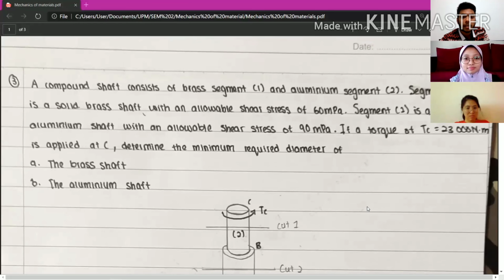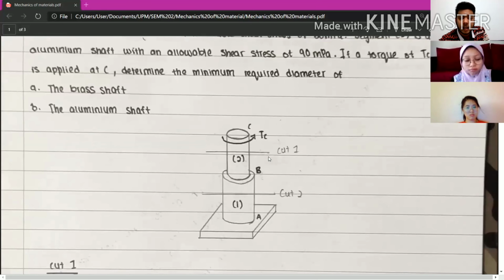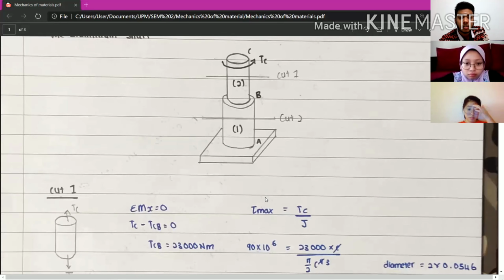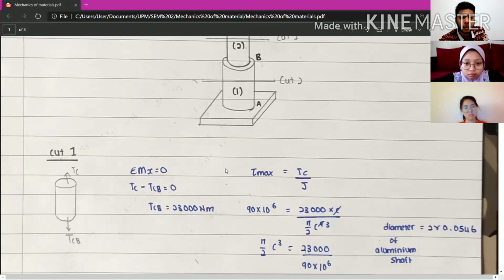Okay, question number 3. This question asks us to determine the minimum required diameter of the brass shaft and the aluminum shaft. So this is the diagram. For this case, we have to do two cut sections. You're able to see here, the first cut is over here, the second cut is over here. So let's go to cut segment 1.